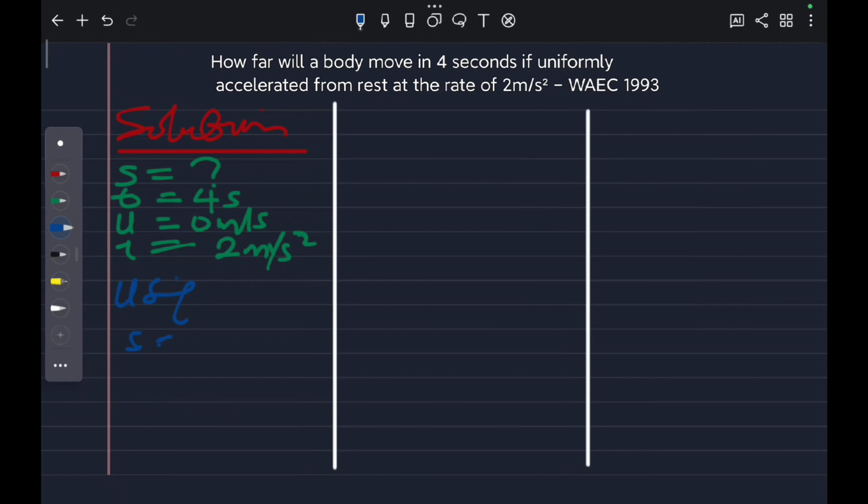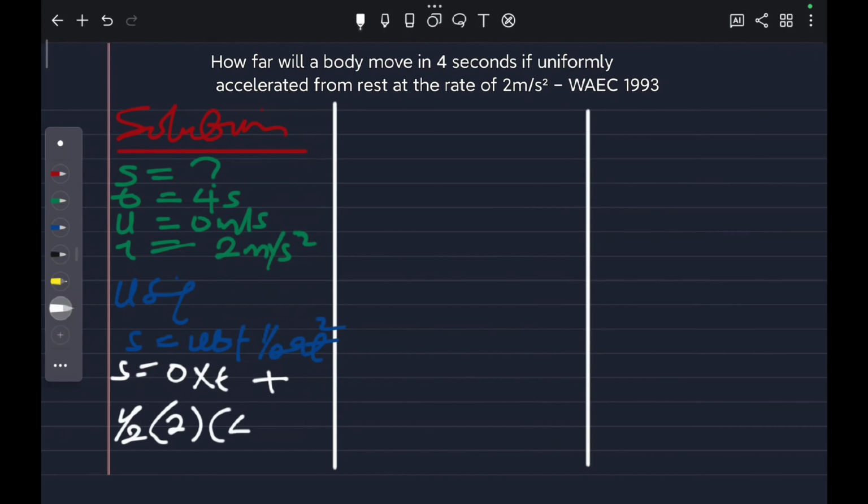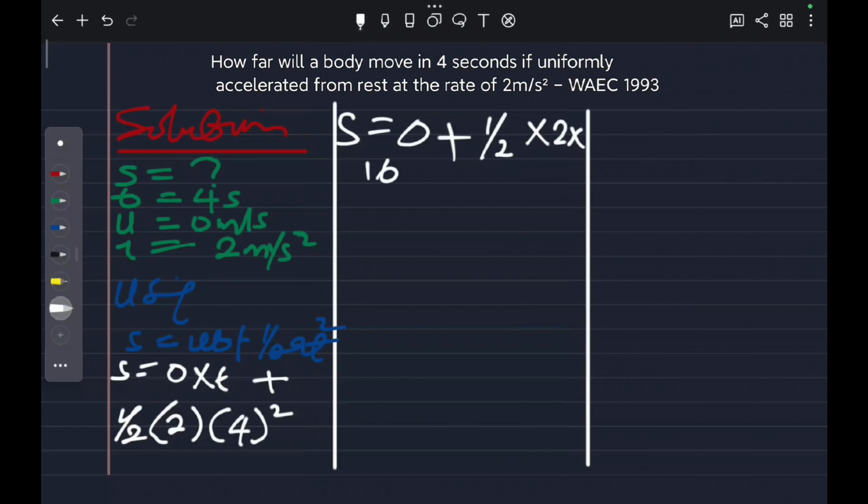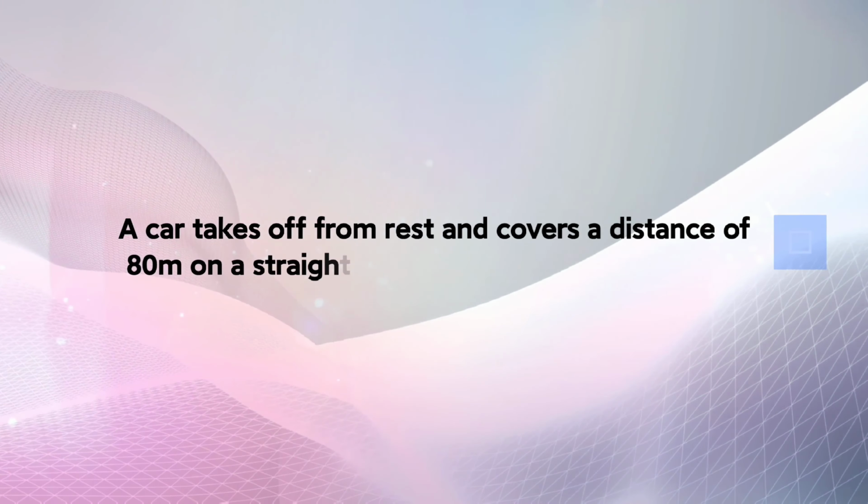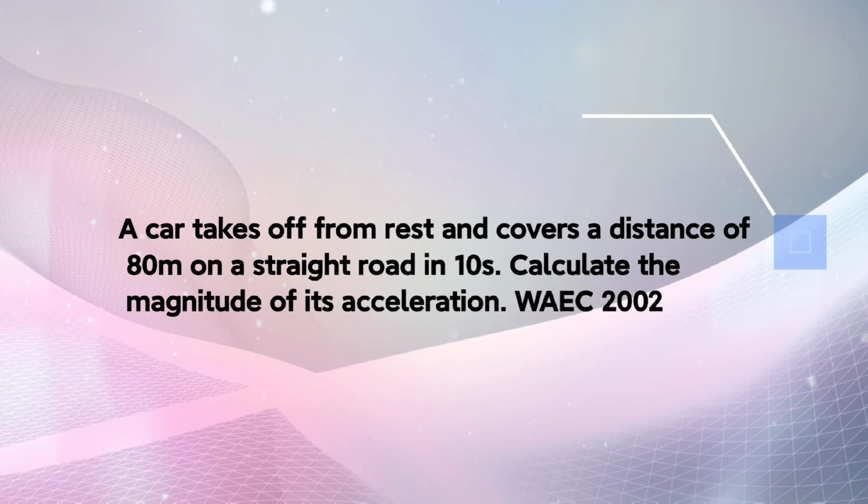So if we use the second equation of motion, S is equal to UT plus half AT squared, so that S is equal to 0 multiplied by T plus 1 over 2 into 4 squared, so that S is equal to 0 plus 1 over 2 multiplied by 2 multiplied by 16. So S will now equal 32 divided by 2, so that S is equal to 16 meters.